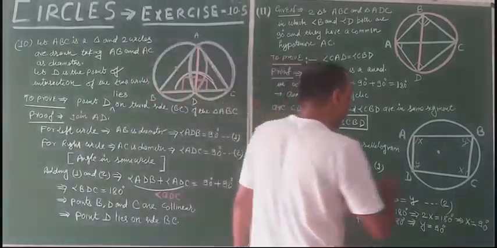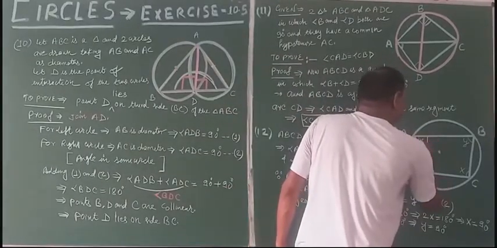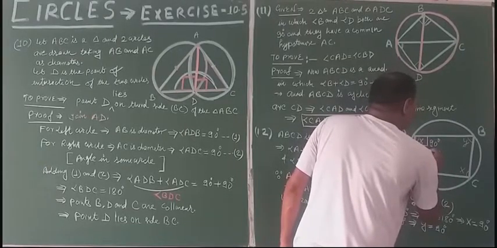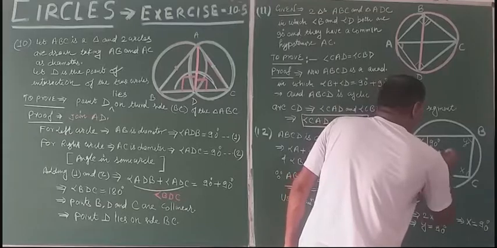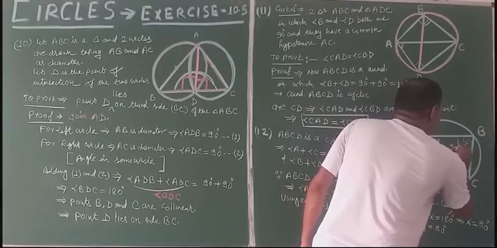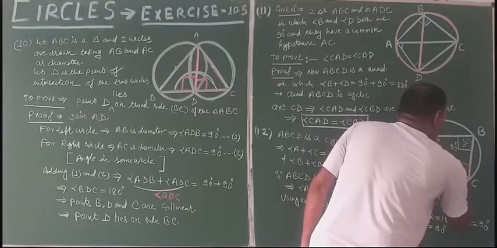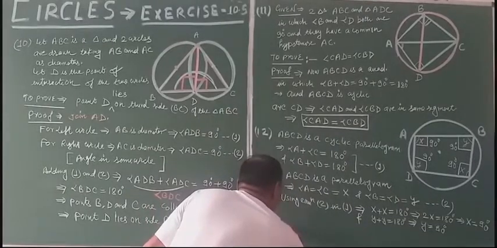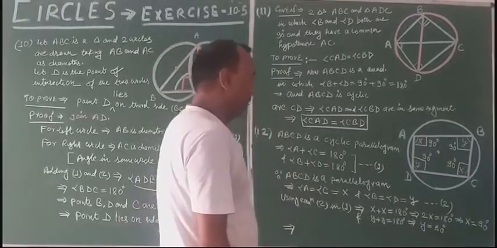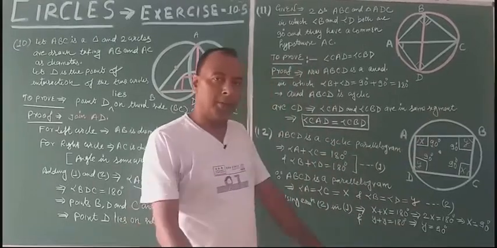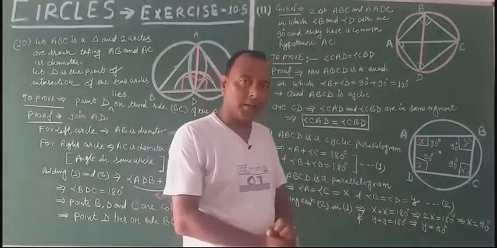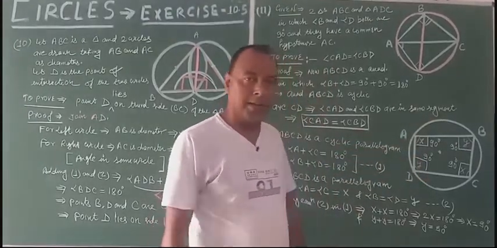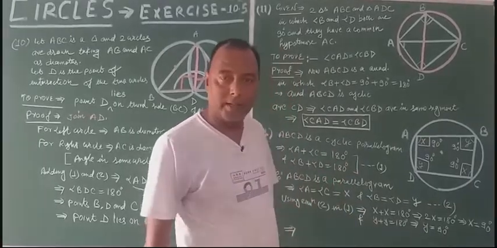So what is the value of this angle? All these angles. This is 90 degree. This is also 90 degree. These two are also 90 degree. Okay. It means this is a parallelogram in which all angles are equal to 90 degree. All angles of the parallelogram are 90 degree. It means that it is a rectangle.